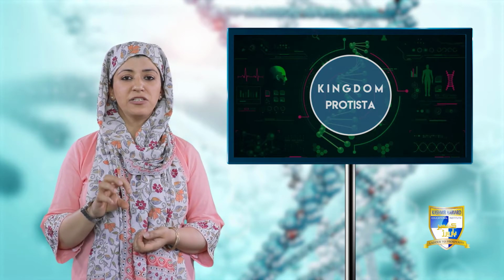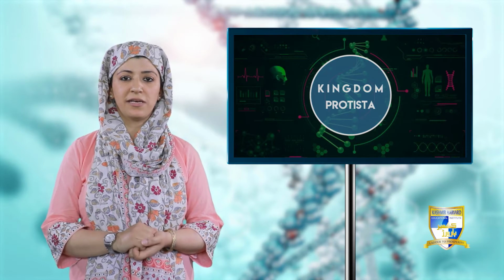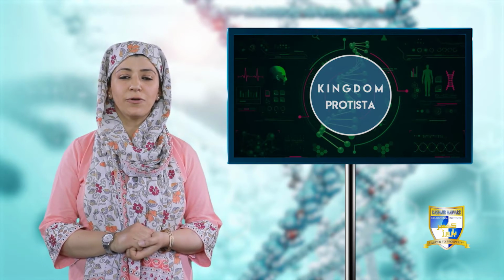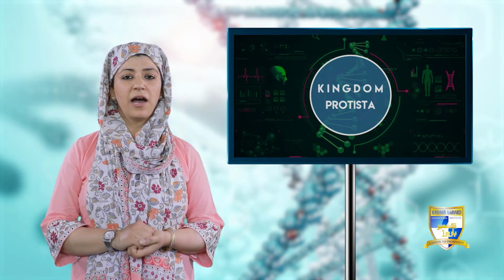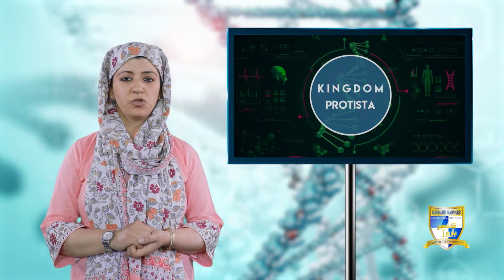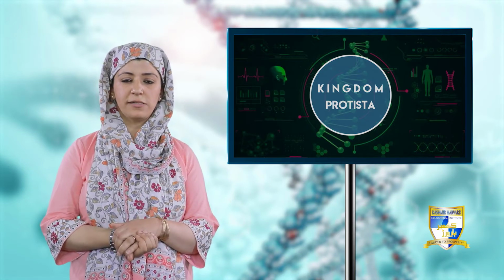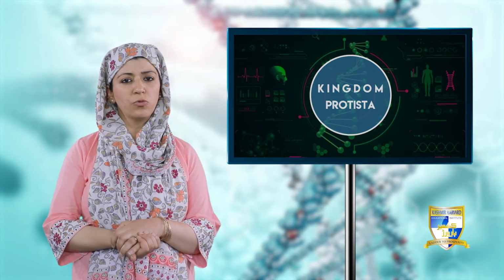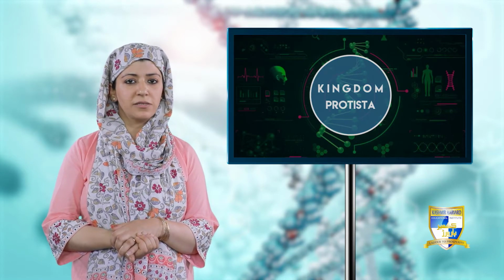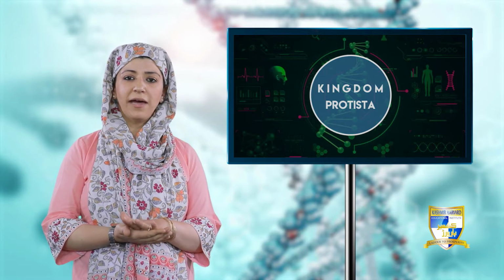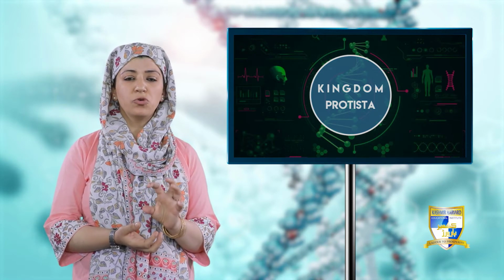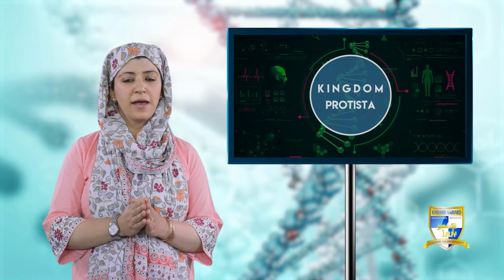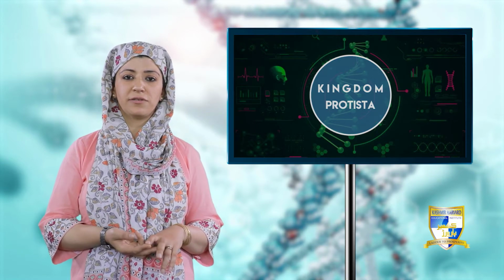So they have a well-defined cell structure, we can say, because they are eukaryotic organisms. Now about the locomotion. The next point we have to discuss is locomotion, that is, how these cells locomote, how they show movements. These organisms, the protozoans, show locomotion by three different structures.